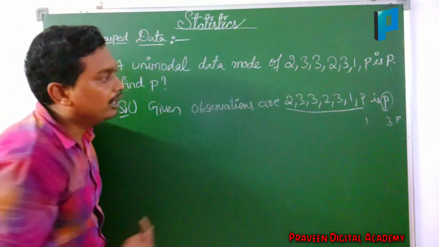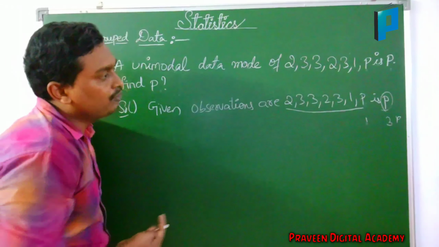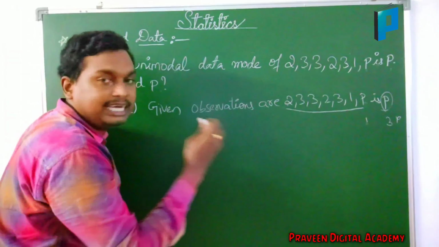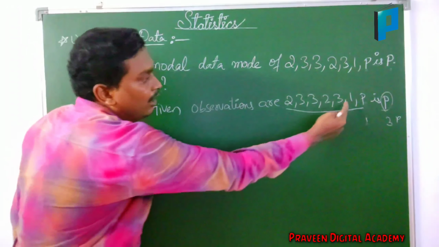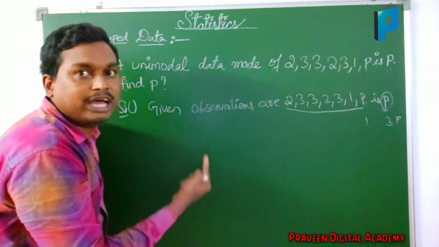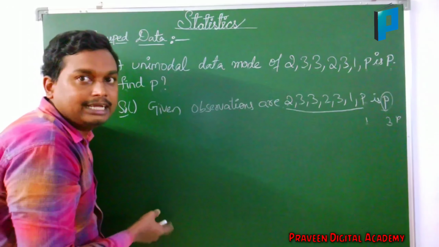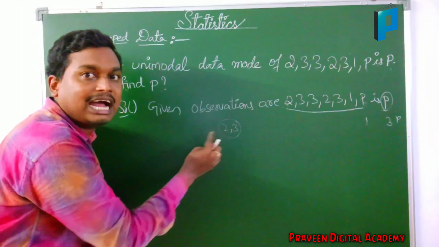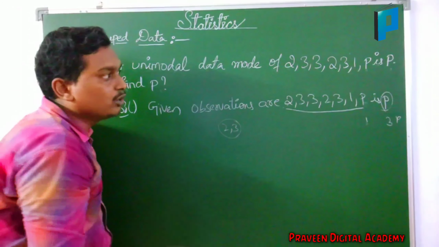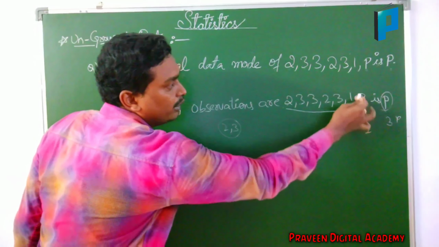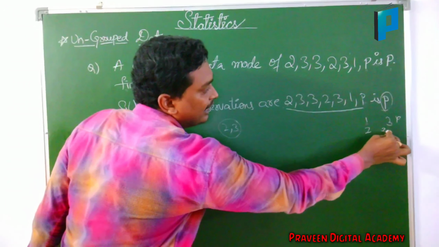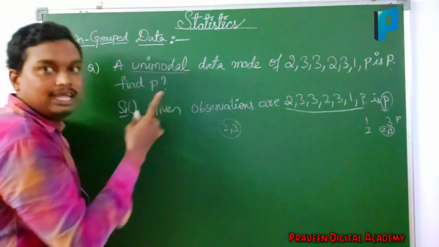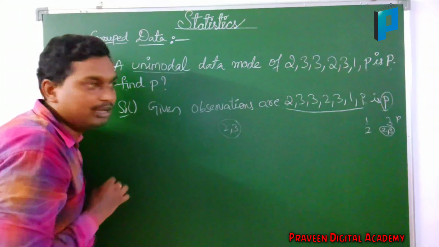So this is wrong. Let me keep here 2. If you are keeping 2, what you will get? 2 is 1 time, 2 times, 3 times. 3 times you will get 2. 1, 2, 3. 3 times we are having 3. So we will get 2, 3 as modes. Means we are having here 2 modes. So if you are keeping 2 in the place of P, we will get 2 modes, 2, 3. But in the question they said only unimodal, one mode will be there.